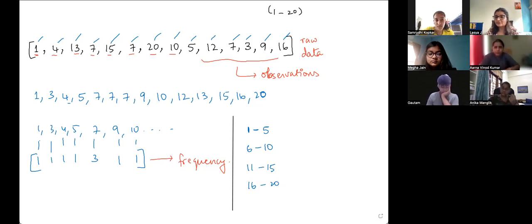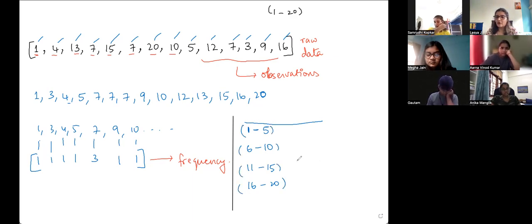Yes, Swayam is mentioning. So when I'm tabulating it in this way, this is one type of frequency table, this is another type of frequency table. And because I'm grouping the observations together, this sort of organizing is called a grouped frequency distribution table.